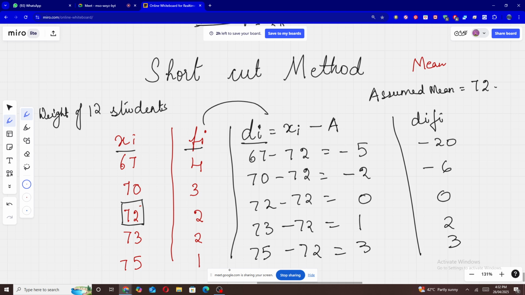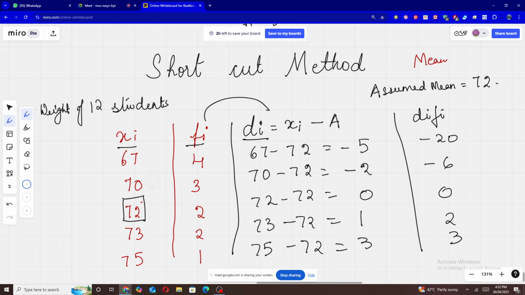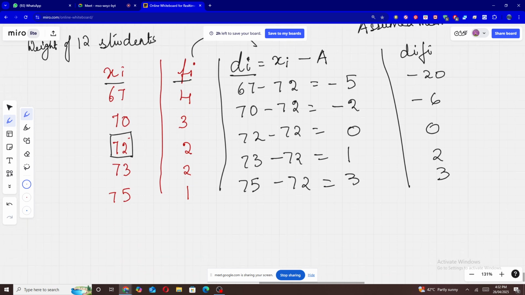It is a shortcut because these numbers are small. Suppose it was 3, 4, 5, you would get big numbers. At that time, calculation will become very tricky. See, you made 67 into 4, which would have been much larger, and here it is minus 20.